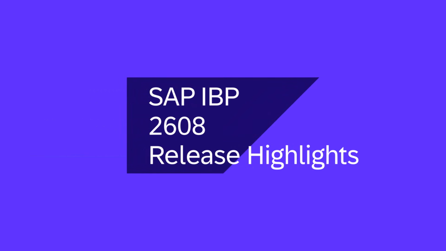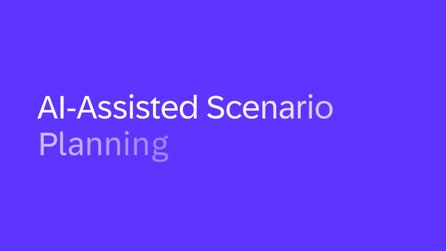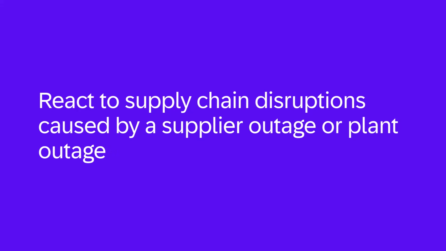Hello. In this video, we showcase the new product feature, AI-assisted scenario planning, introduced with SAP IBP 2608. The main scope is to react to supply chain disruptions caused by a supplier outage or a plant outage.